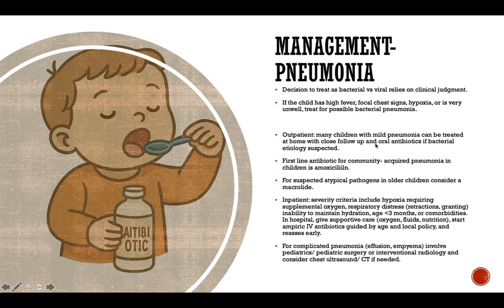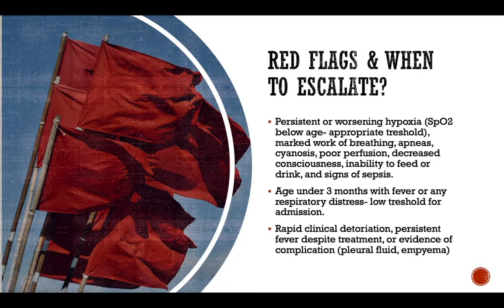Usually we use ampicillin sulbactam 50 mg per kilogram per dose 3 times a day, but if it's severe, then you can upgrade it to 4 times a day, maximum of 2 grams per dose. But if the case is ampicillin sulbactam resistant, then you can prescribe ceftriaxone. But for complicated pneumonia, involve pediatric surgeons or interventional radiologists and consult the patient to these branches as well.